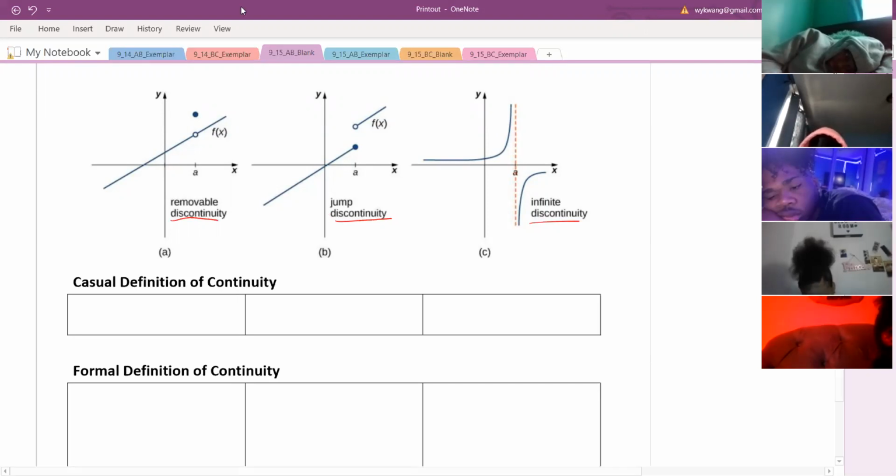Okay, I'll give maybe 15 more seconds, just in case people are writing this down. Notice with the infinite discontinuity that there's an asymptote here. This is an asymptote, so if this helps you understand limits.